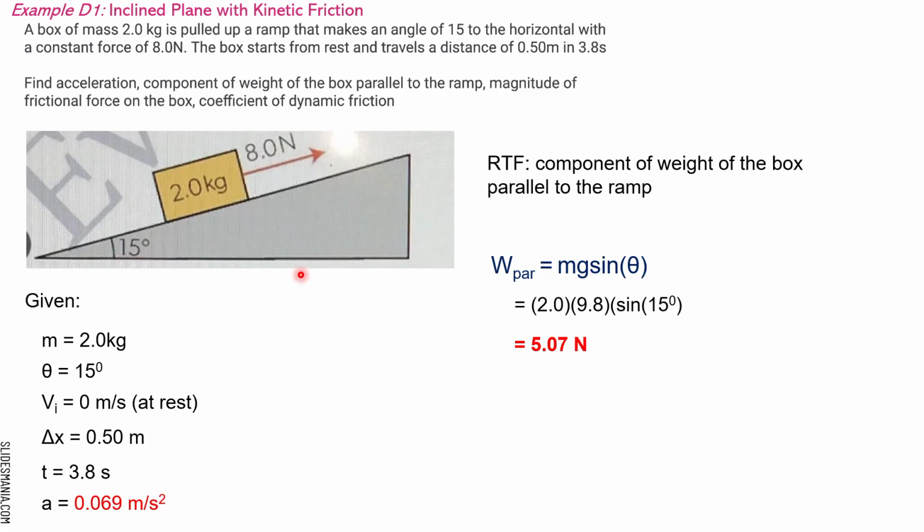5.07 newtons. So the answer, or the component of weight of the box that is parallel to the ramp, is simply equal to 5.07 newtons. Okay.